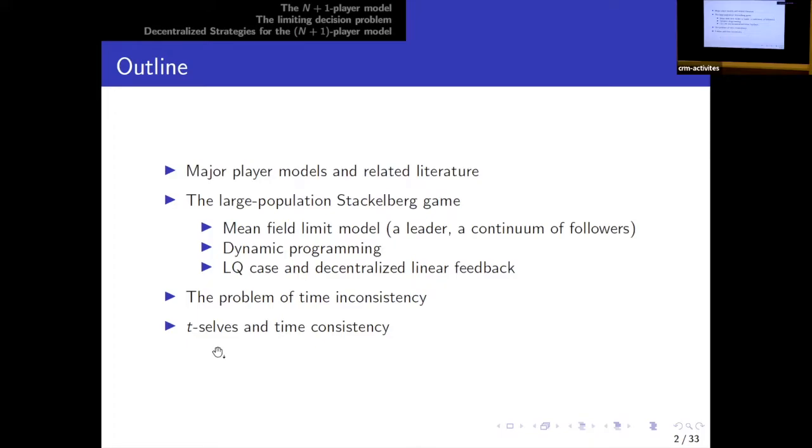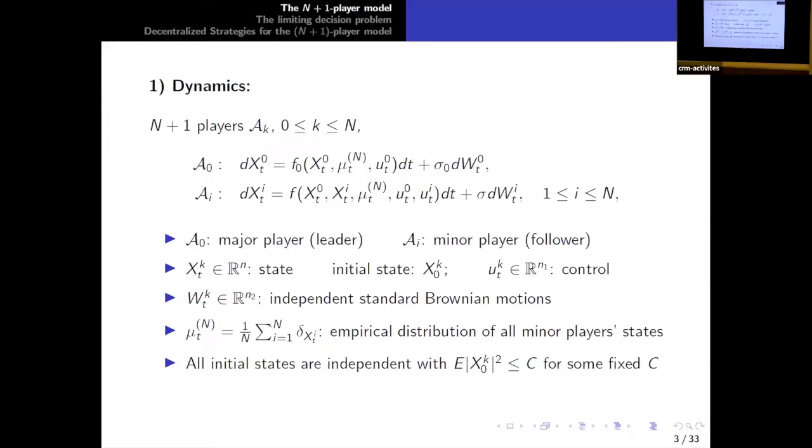Actually, this notion was introduced quite recently by mathematicians for continuous time decision models. But for the discrete time counterpart, there is already a long history. Now let's have a look at the model. You can see here we have two types of players.